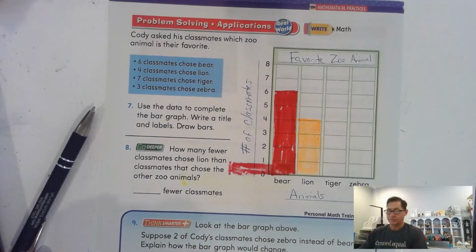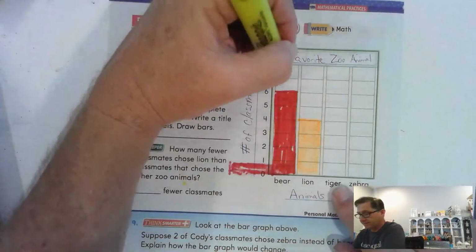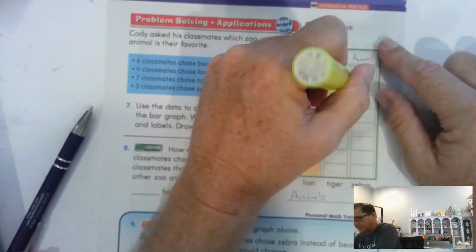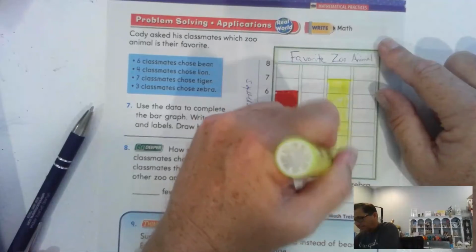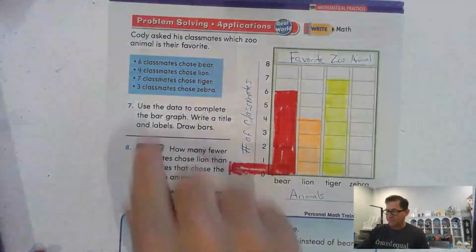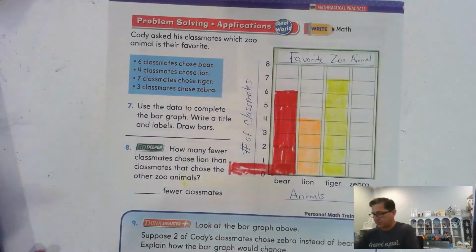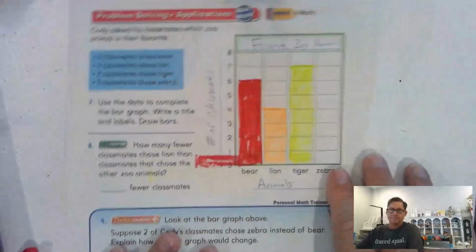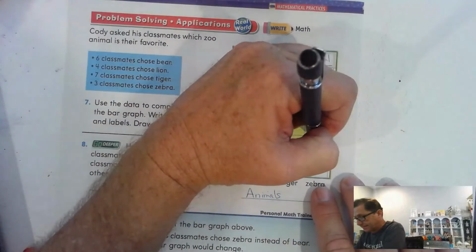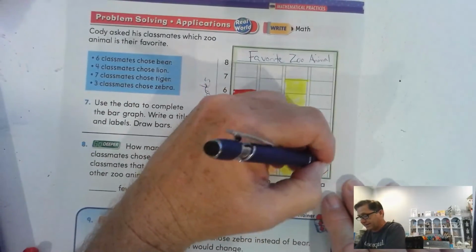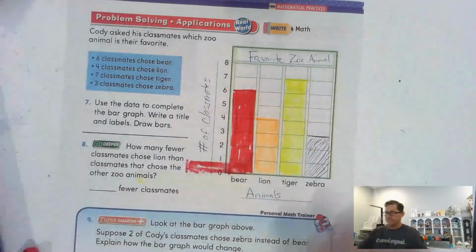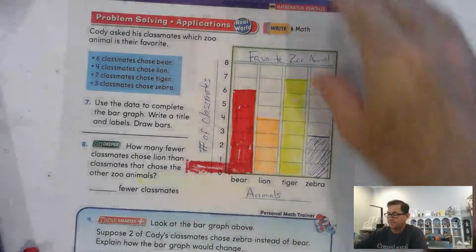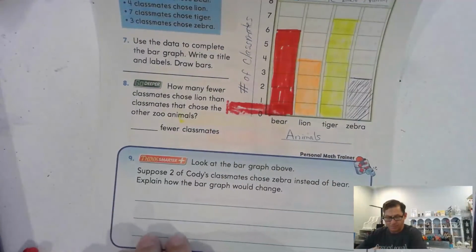Tiger, 7 students chose tiger, so find tiger, find the number 7, draw a line, and color it in. So it has to stop at 7. And our last one, zebra. 3 classmates chose zebra. Find zebra. Find the number 3. The bar graph has to stop at 3. And color it in. Okay. So we've completed the graph. All right. Now, number 8.